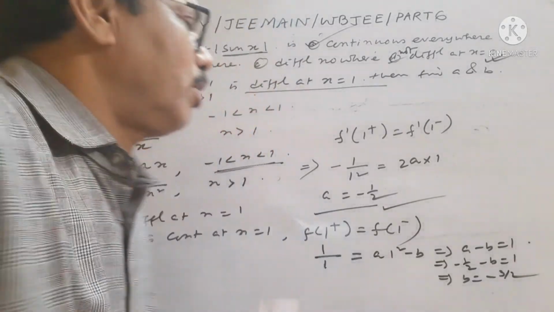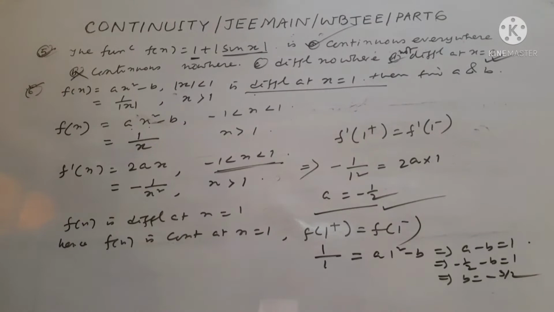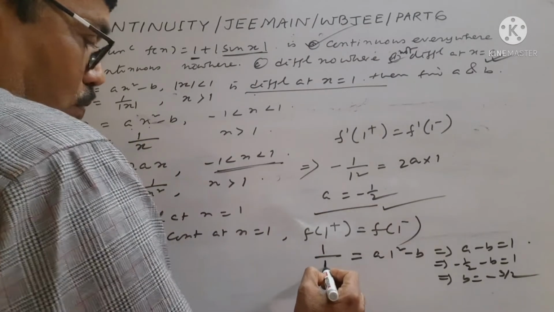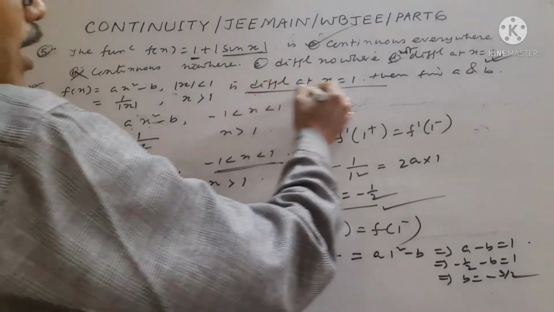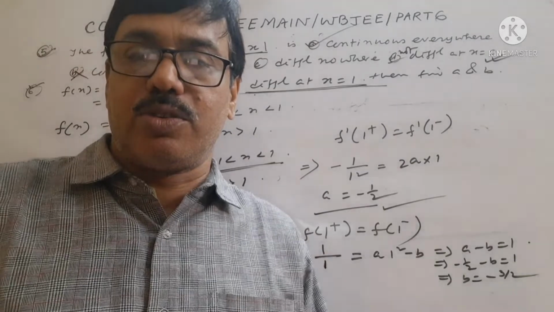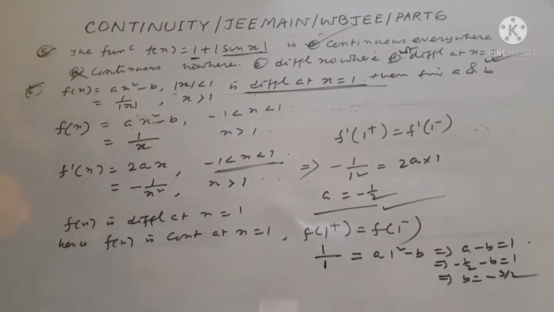We are getting only one restriction from differentiability at x equals 1, so we are getting one more condition. It is also continuous at x equals 1.